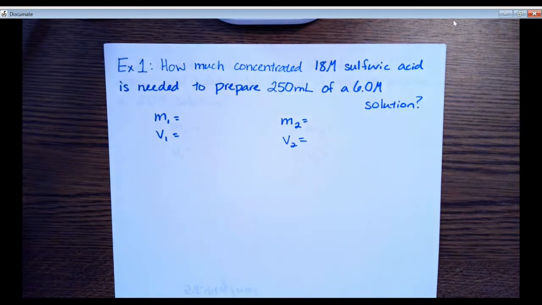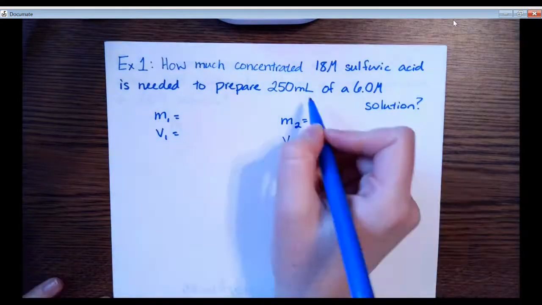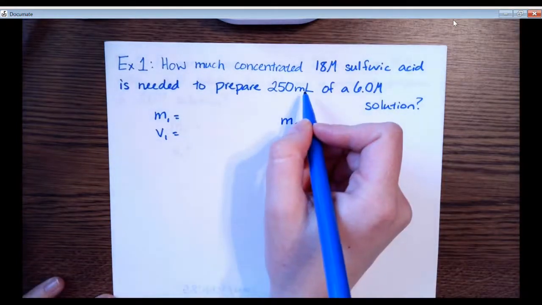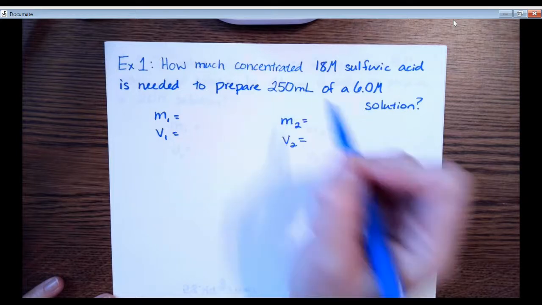So a couple of things when it comes to dilution problems. The good news is I can use whatever volume I am working with. I don't have to change it to liters. I can use drops. I can use milliliters. I could use gallons. So that's some good news. It saves us some conversions with that.